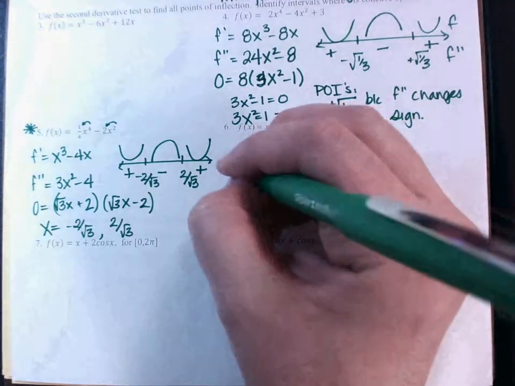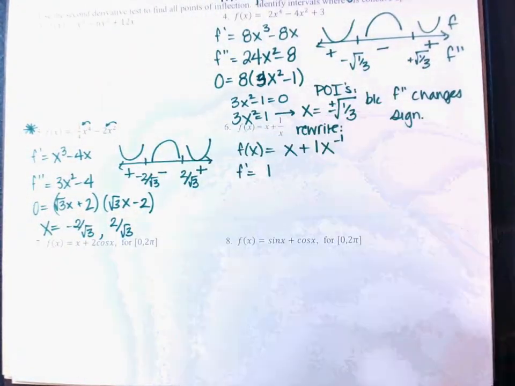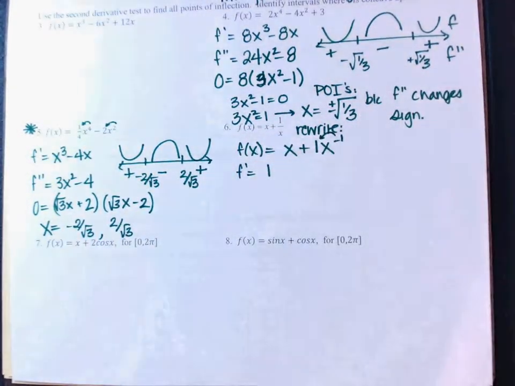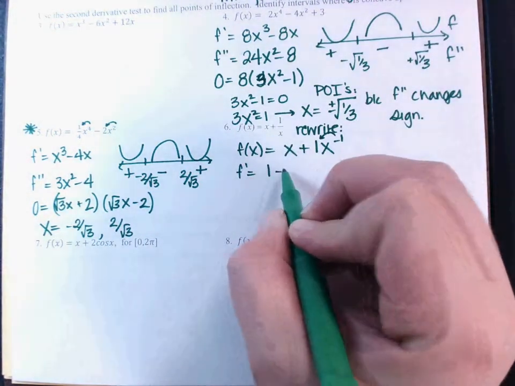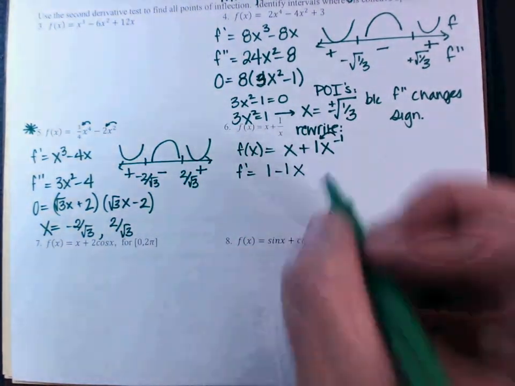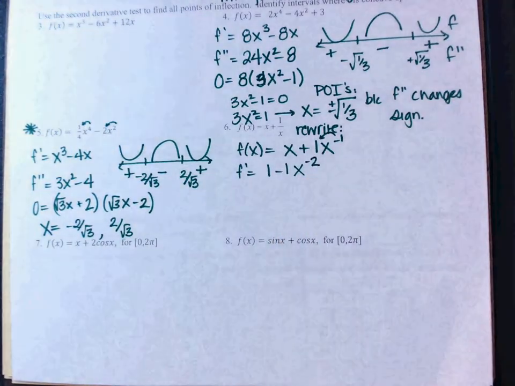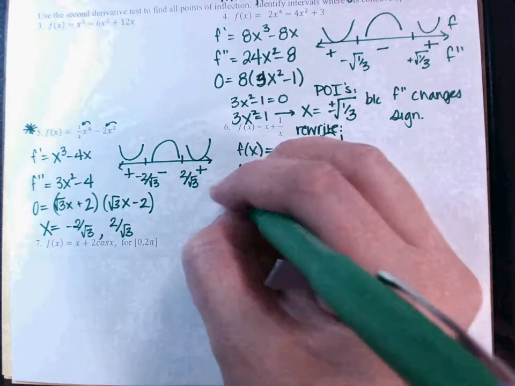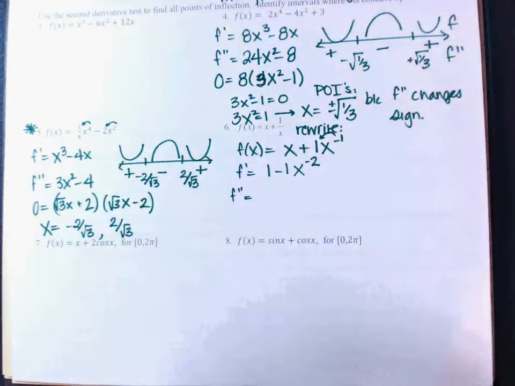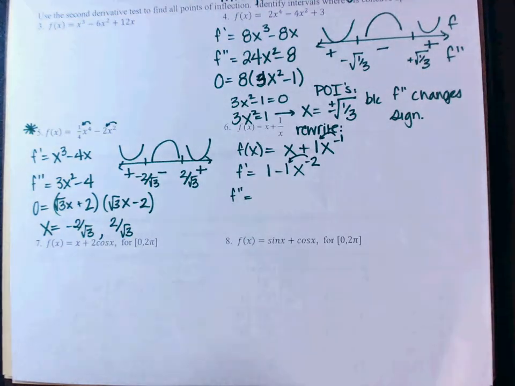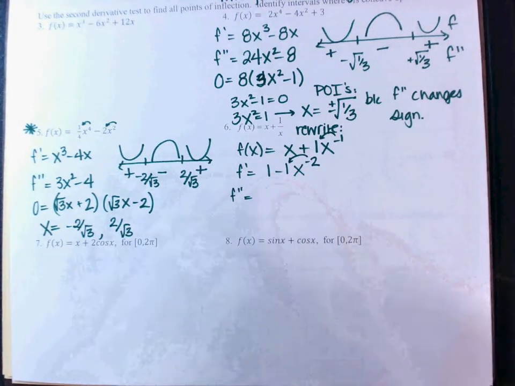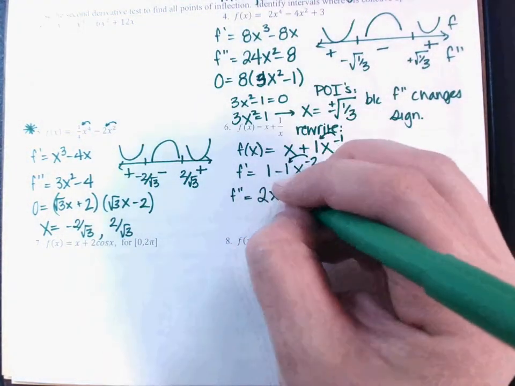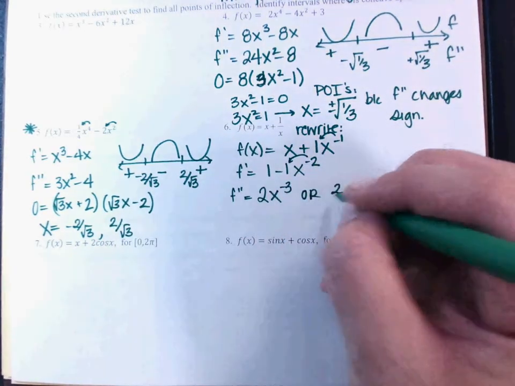Okay, what would f prime be? 1. What about negative 1 times 1? Minus 1x to the what? Negative 2. Very good. Now, if I was doing a first derivative test, I'd get a common denominator, blah, blah, blah, but I'm doing second, so I'm taking the derivative again. What's the derivative of 1 in the front? 0. Derivative of this back part would be negative 2 times negative 1. What's that? 2x to the negative 3, or 2 over x to the 3.